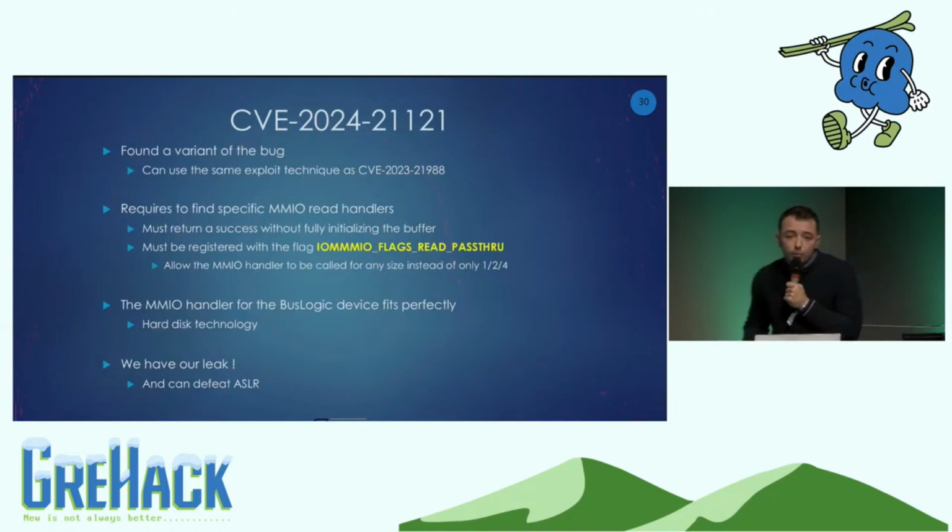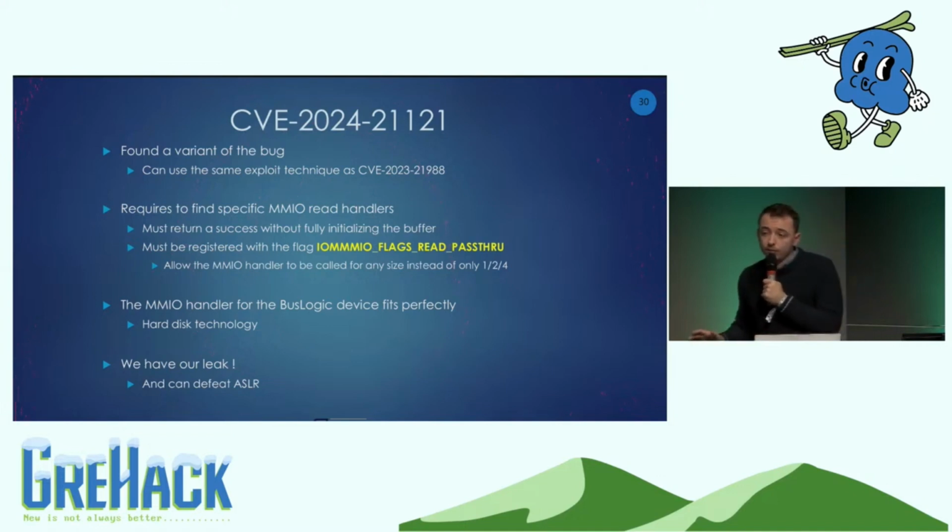And the only thing we need to find is the MMIO handler that will return a success without fully initializing the buffer. And there's a tiny detail: the handler has to be declared with a specific flag, because originally the MMIO handler is supposed to only read sizes of 1, 2, or 4 bytes. But if you declare it with this flag, you can use any size. This is exactly the case for the bus logic handler, so you can just use that. So I just have to enable the bus logic device, and I can trigger this bug and get a leak, and defeat ASLR.